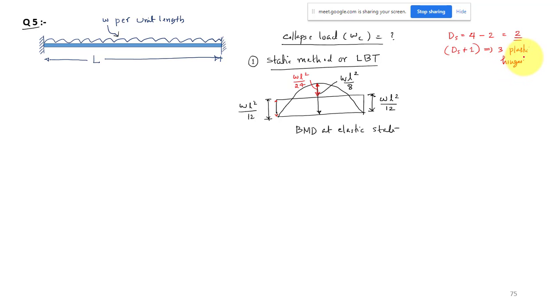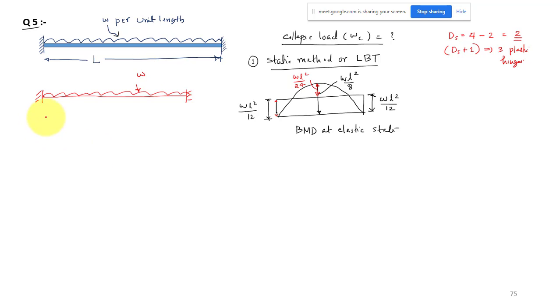What we have to do is find the collapse load. This is our given beam, and we keep on increasing the load up to failure. The corresponding load is the collapse load.